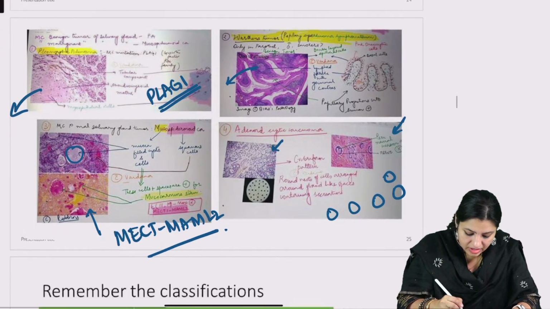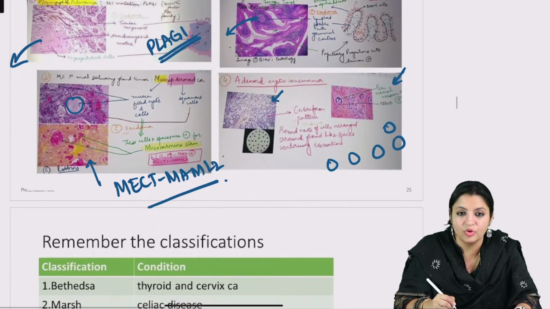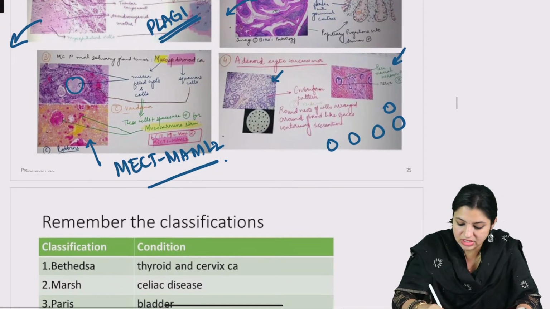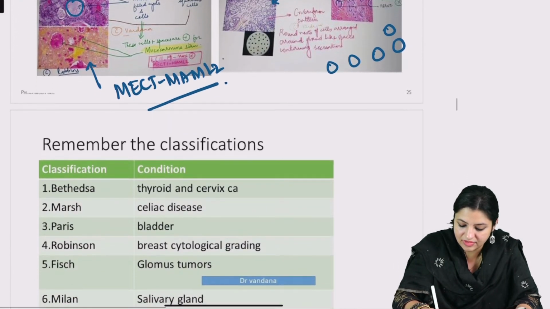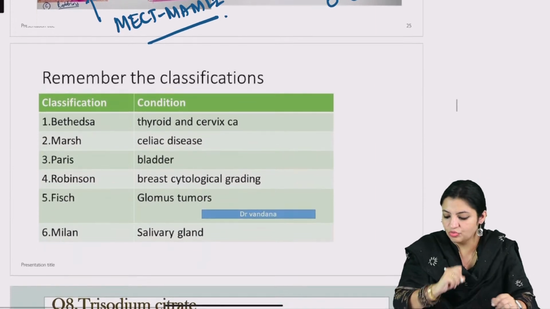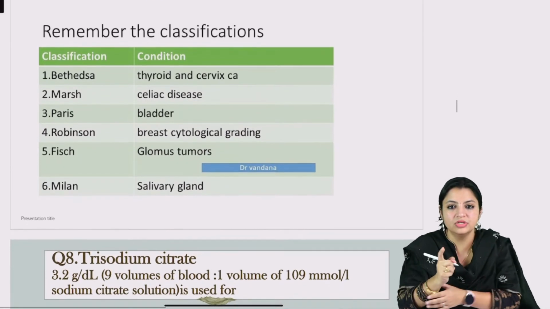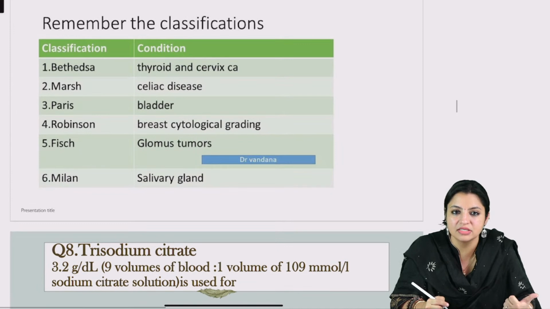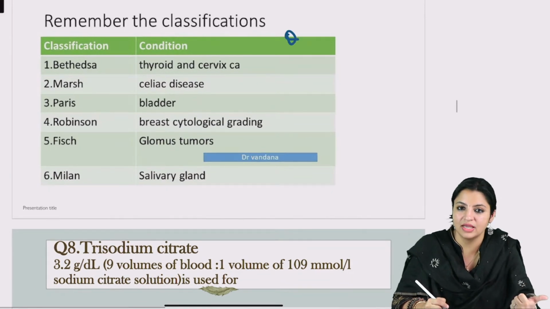Perfect. Now, here is the catch point and a very important question. This question is for INI-CET levels. They can ask you to match the classification with the tumor. So everybody should be remembering Bethesda is a classification used in thyroid and cervical cancers.